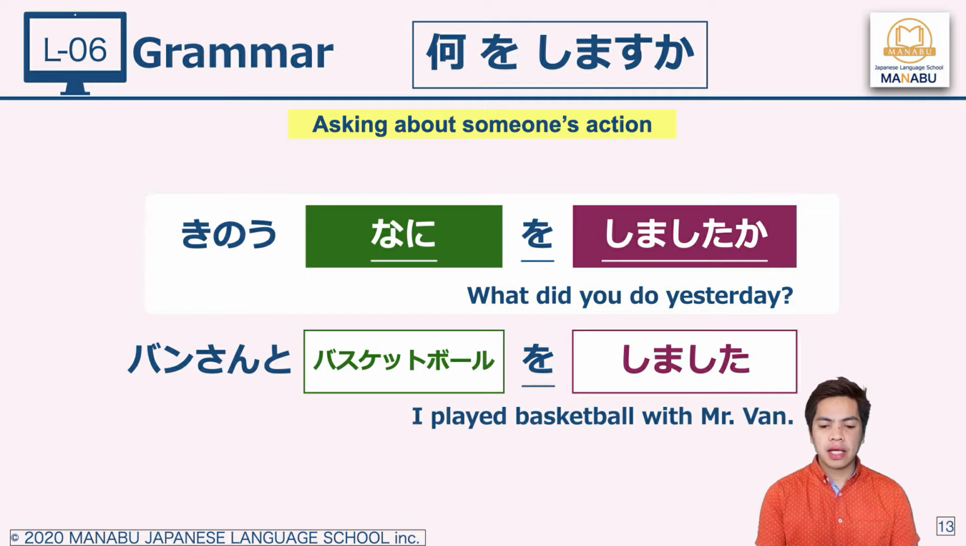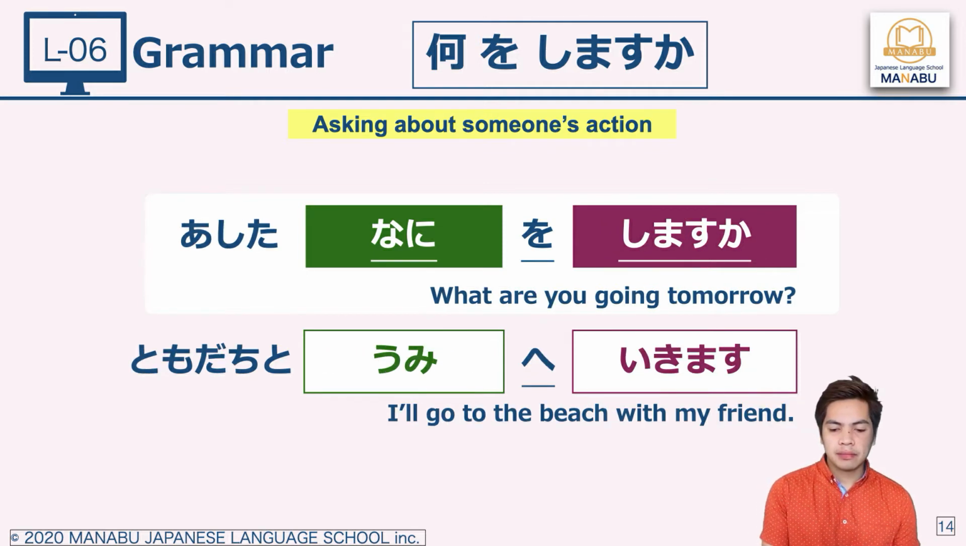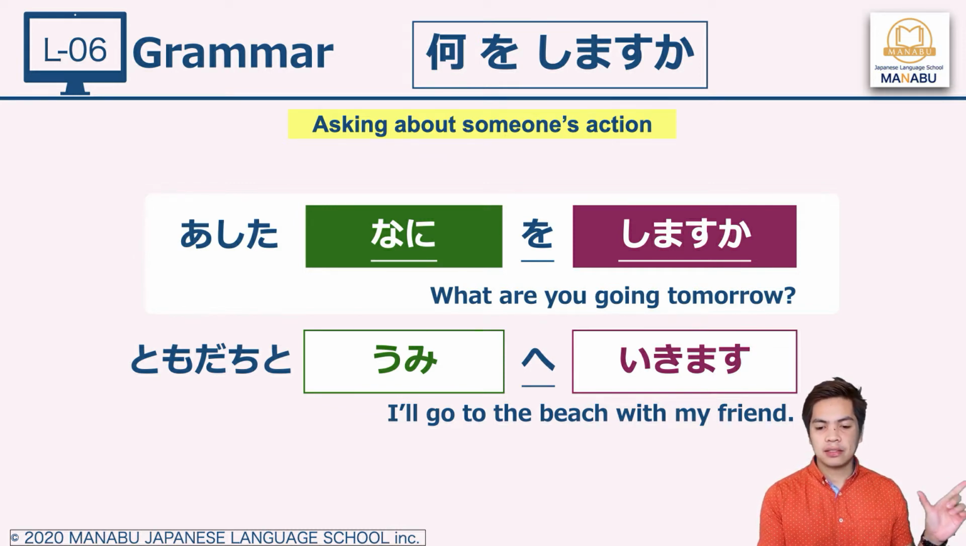And the interrogative nani o shimasu ka can be answered with another verb, not only shimasu. For example, in this sentence, ashita nani o shimasu ka? The time indicated in this example is ashita, tomorrow. So future tense. So the verb should not be in past tense. So shimasu. Ashita nani o shimasu ka? For example, you will go to the beach. Umi e ikimasu.